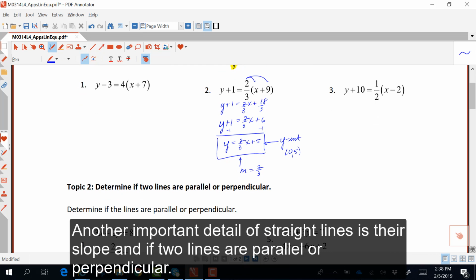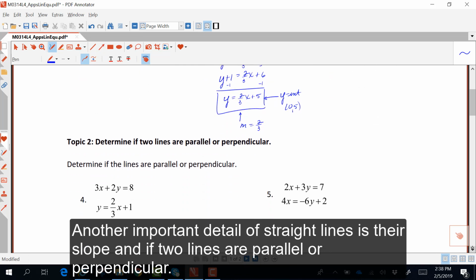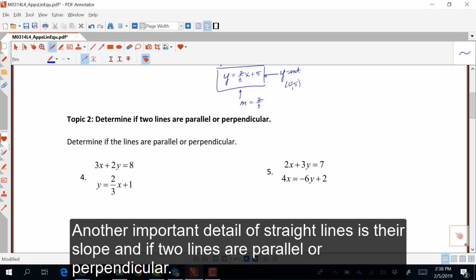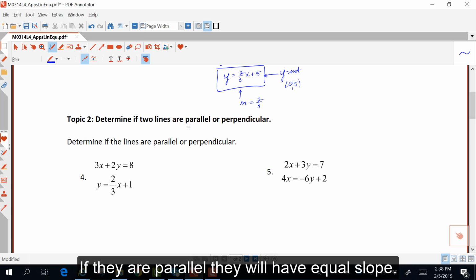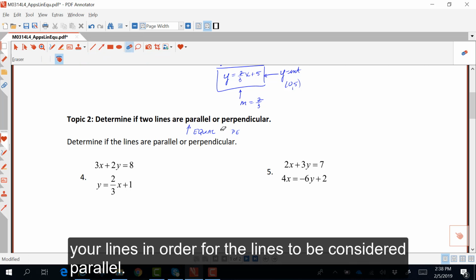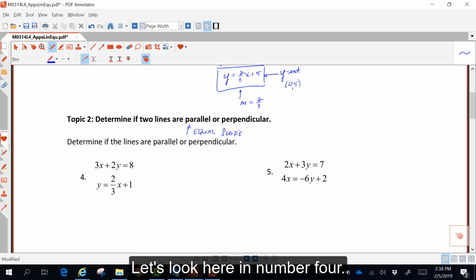Another important detail of straight lines is their slope, and if two lines are parallel or perpendicular. If they are parallel, they will have equal slope. Now, slope is a number, so you would have the slope equal the same number for each of your lines in order for the lines to be considered parallel. Let's look here at number 4.